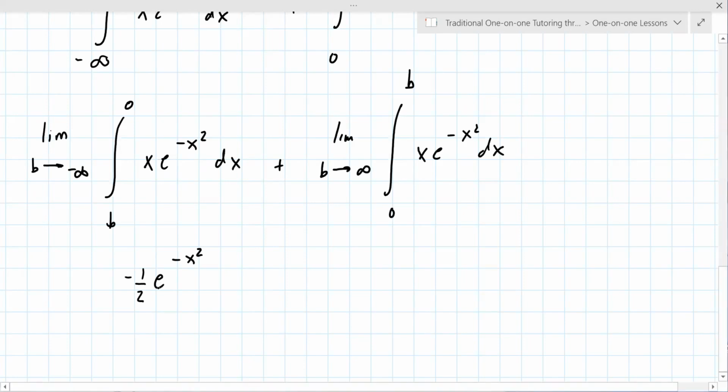Could you just re-explain it? The derivative of e is itself. So the derivative of e gives you e to the minus x squared. The derivative of minus x squared is minus 2x. Minus 2x times minus 1/2 gives you just the x.